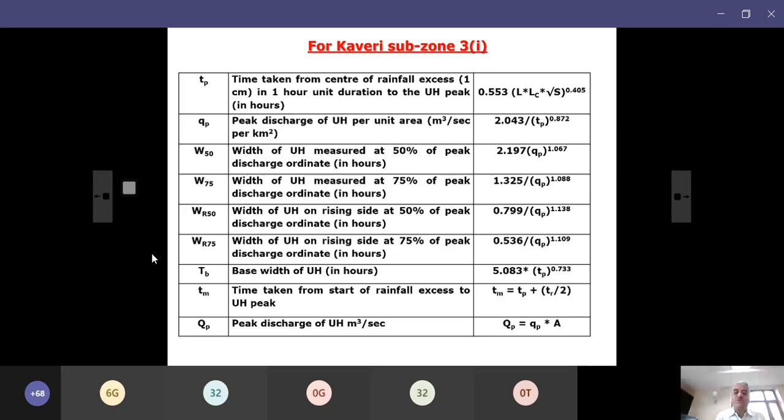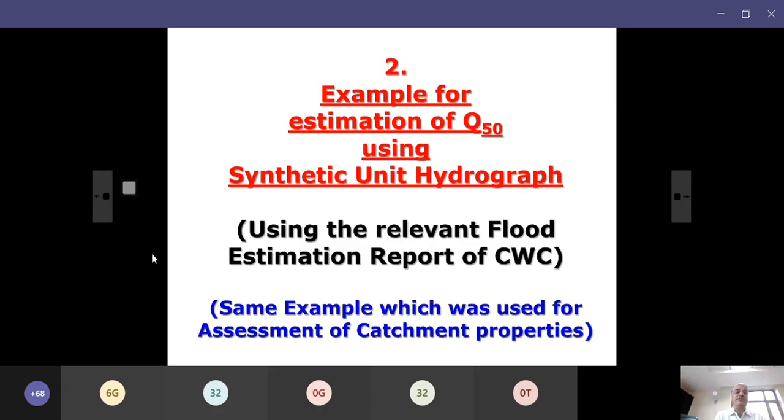Yes, sir. So now we will start solving an example. 5-10 minutes are there, we'll solve. The balance we'll cover tomorrow.